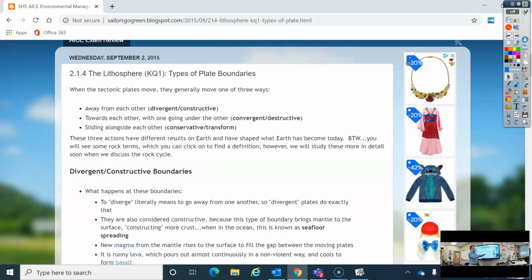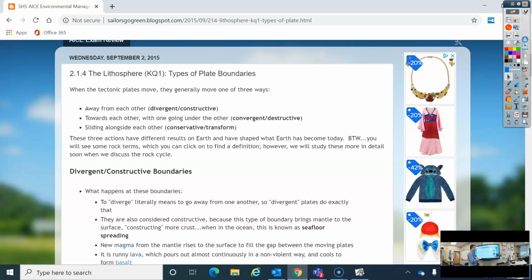And then ones that slide alongside each other. Those are called conservative because they neither create nor destroy, or transform boundaries. I'll usually refer to these as divergent, convergent, and transform. These three actions of plate tectonics have different results on Earth, and they've really shaped what Earth's features have become today.